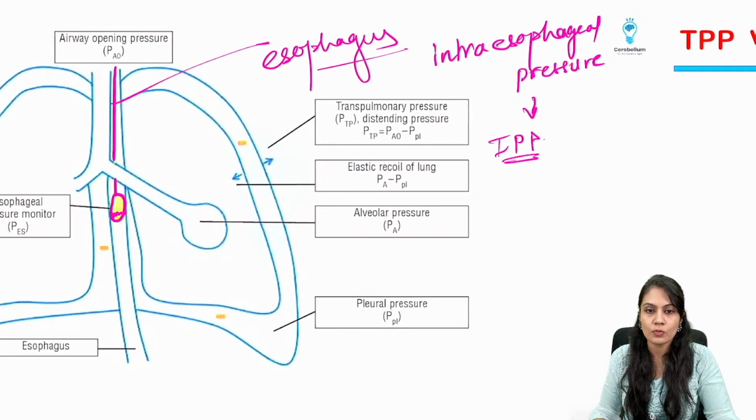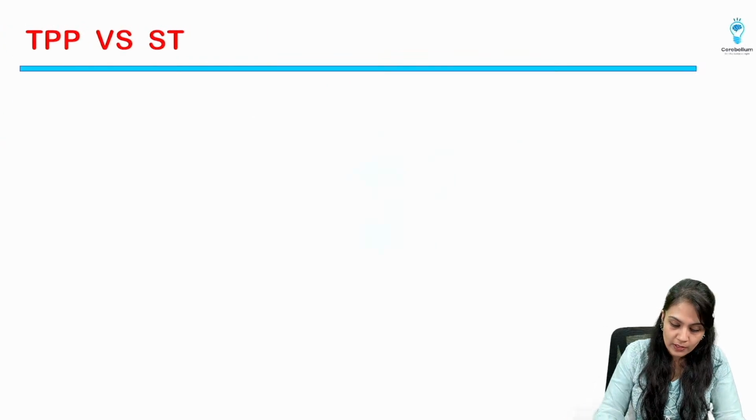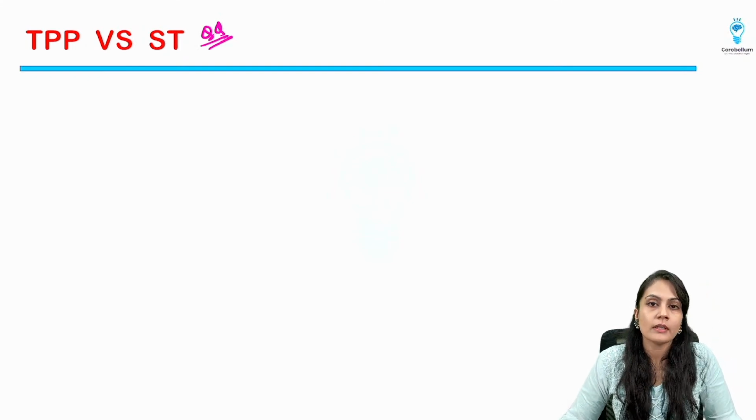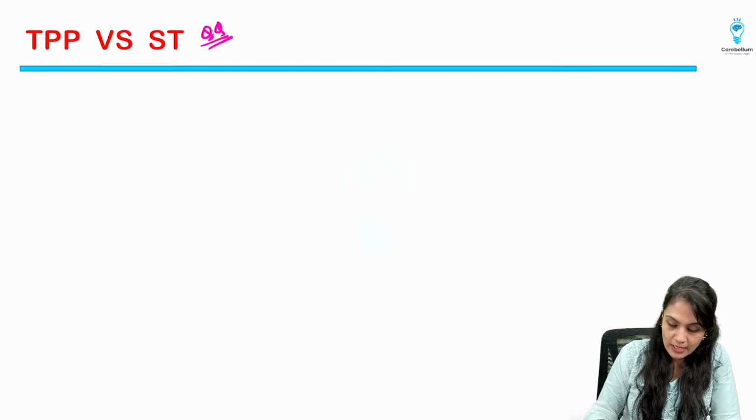Alright, so let's move on to the next thing. Remember, in one university exam in Delhi, in the 2019 paper, they asked about the relationship between the surface tension and the TPP, that is the transpulmonary pressure.